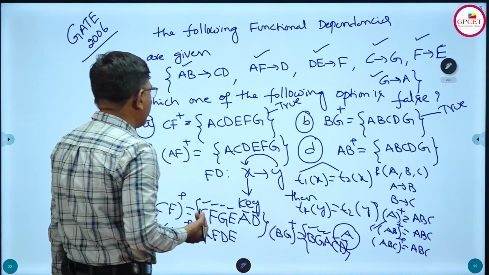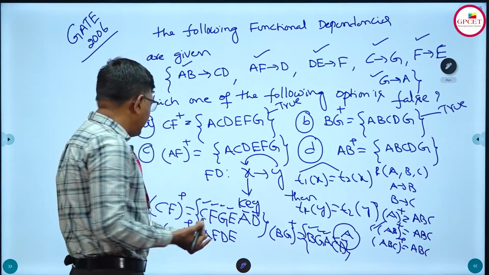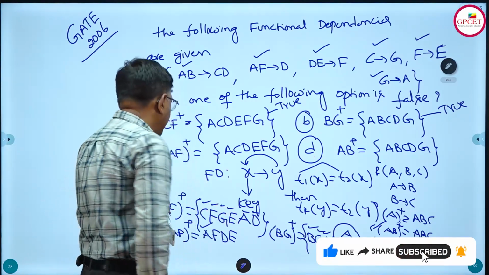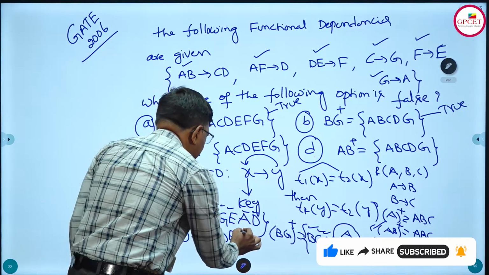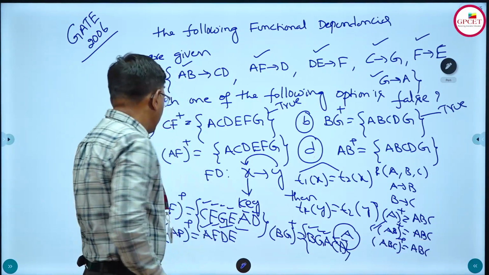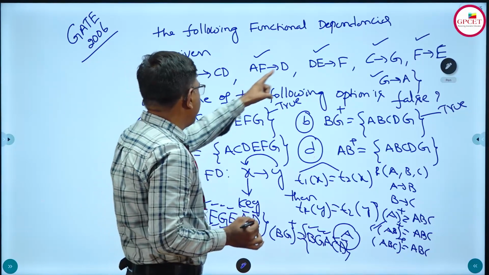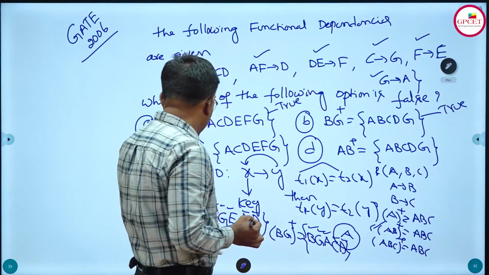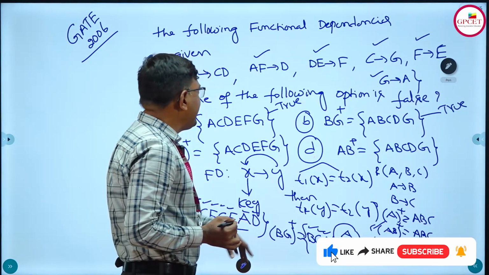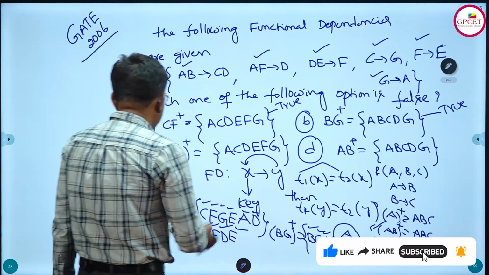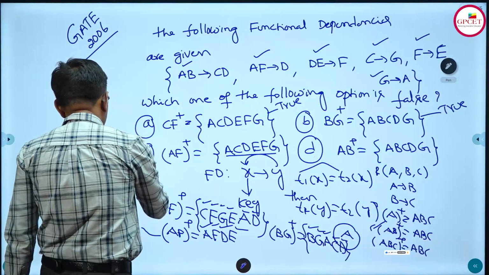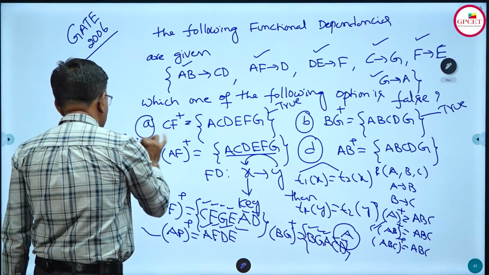What about the C option? We cannot get this option. Why? Because A is there, yes. E is there, yes. D is there. And next F is there. AF is D, and then D is F. And the next one, F tends to E. That's why here we cannot get the original relation. So C is false. C case is false.